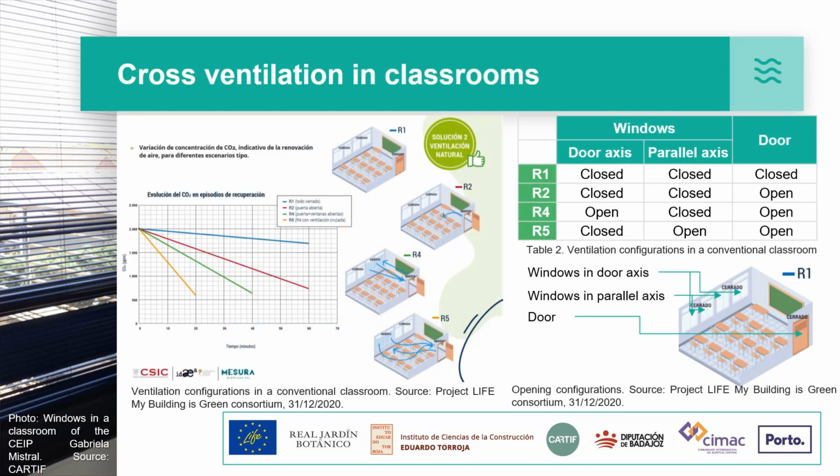Previously, the CSIC has shown the benefits of different natural ventilation configurations in a conventional classroom: door and windows closed, door open and windows closed, door and windows of the same axis open and windows of the parallel axis closed, and finally door and windows of the parallel axis open and windows of the door axis closed. The last option is the one that has presented the best results in terms of ventilation efficiency. Air quality has improved by reducing CO2 by about 50%.